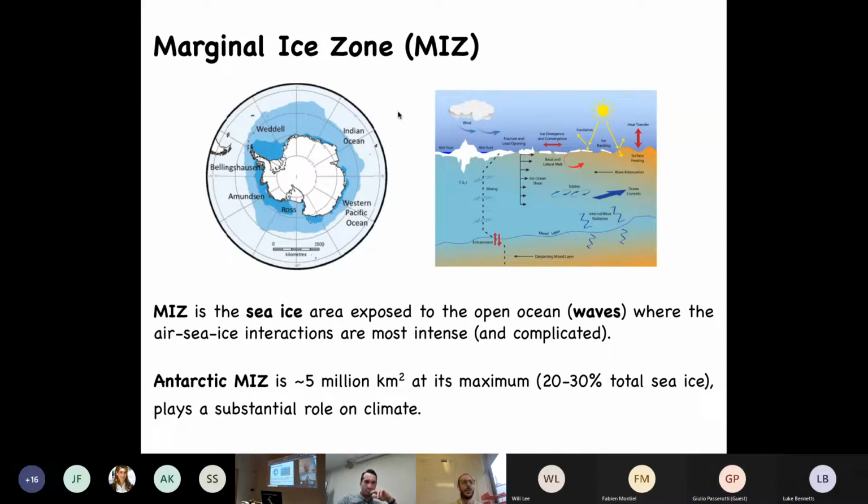So this is a large area. It's about 5 million square kilometers at its maximum, and it's about 20–30% of the total sea ice. So you can imagine how big a role it plays in the climate system and why we want to study it.